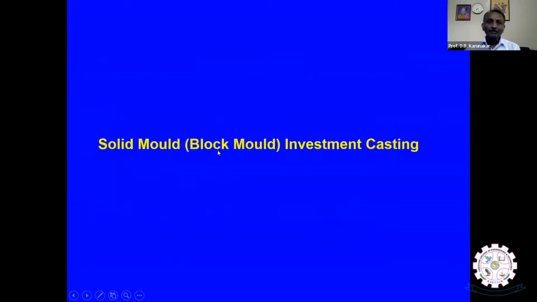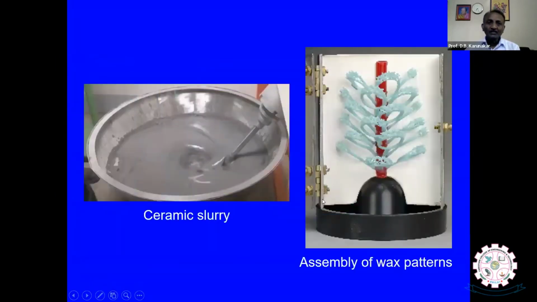Okay. Yes. What is this all about? Initially in this process, ceramic slurry is made, you see. So this is the ceramic slurry. Now, this process is mainly used for making small components nowadays.